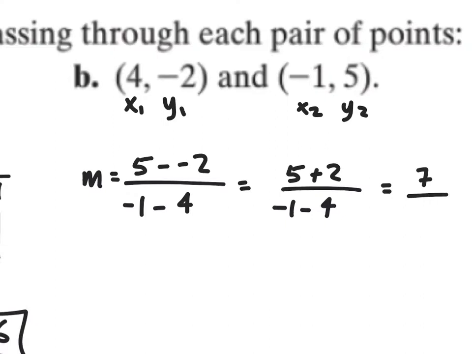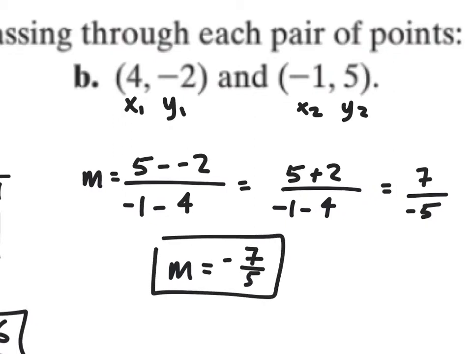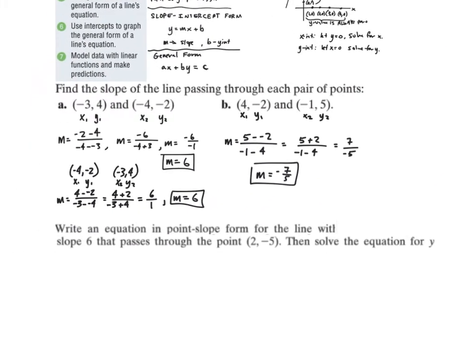5 plus 2 is going to give us a value of 7 in our numerator. In our denominator, we get negative 5. So our slope value here is negative 7/5. That's what we're doing on that. You just use your formula, plug it in, and you're able to find the slope.